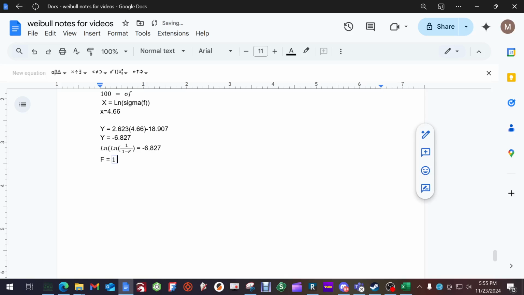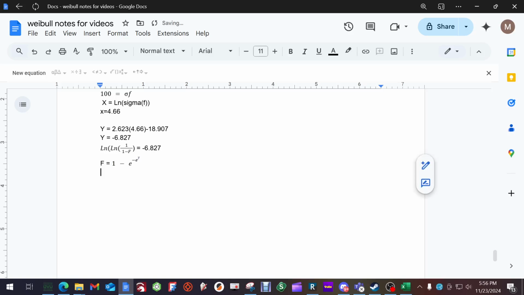1 minus e to the negative e to the y. Okay, that's what f is equal to. Now, what do we do with this? Well, we know what y is equal to. It's equal to negative 6.827. So take this number and plug it into right here, and you'll get what your failure rate is.